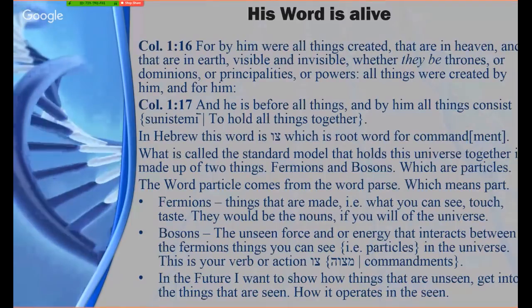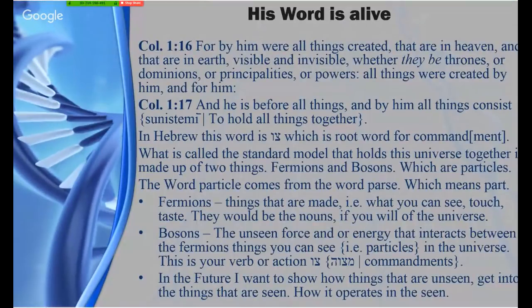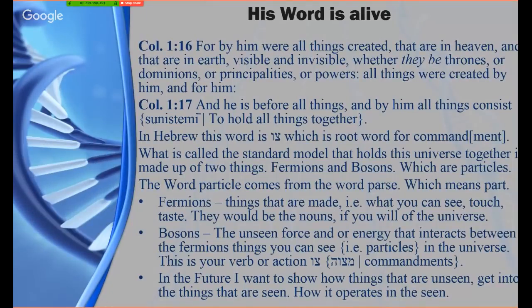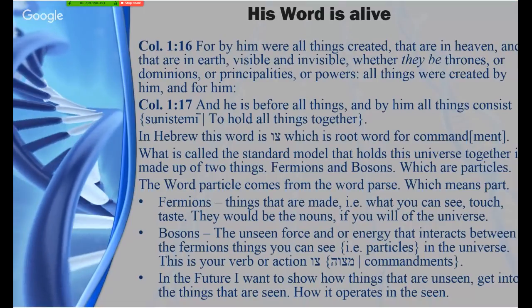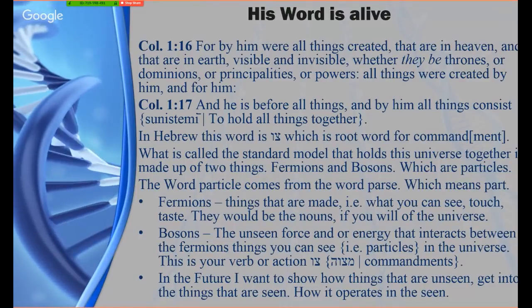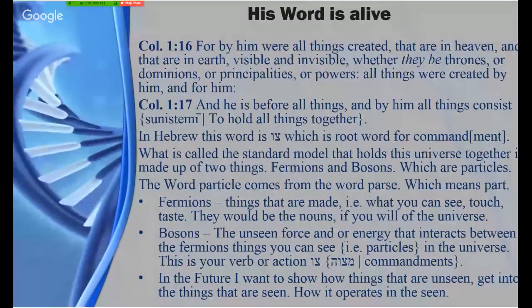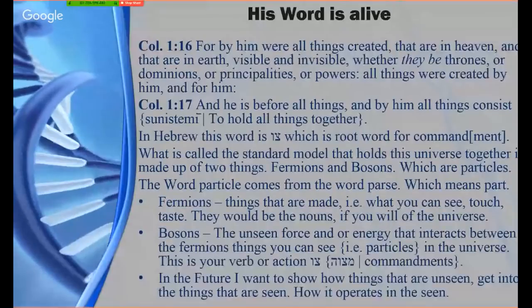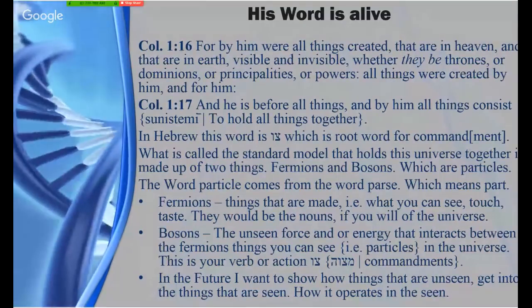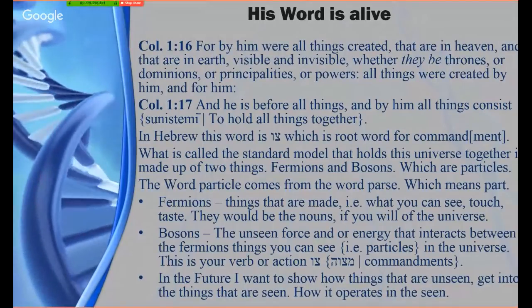So fermions are things that are made, i.e. what you can see, touch, taste. They would be the nouns, if you will, of the universe. All right, so they're particles, but these are considered things that you can touch, taste, and things like that in the universe. Is everyone with me so far? Bosons are the unseen force and/or energy that interacts between the fermions, the things you can see, i.e. particles, in the universe. That is your verb, or your action. And that's the word where you're going to get mitzvah, or command. So it's actually the action of something that you can see and something that you can't see working together to make you do something.